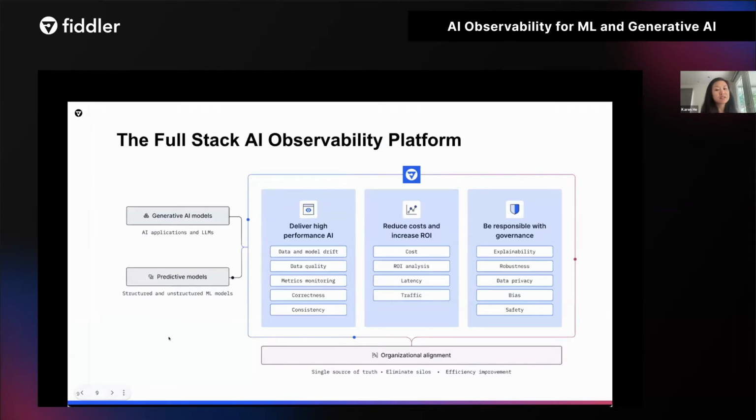Now, here is the full stack AI observability platform in Fiddler, where we support generative AI models that consist of AI applications and LLMs, as well as predictive models, which consist of structured and unstructured models. And in order for companies to benefit and gain the three business outcomes I mentioned earlier, these are the core critical capabilities in each pillar that's needed to achieve them and truly align the organization.